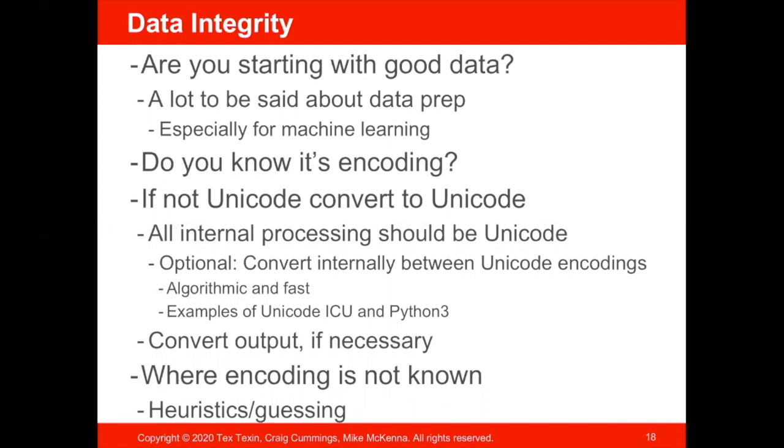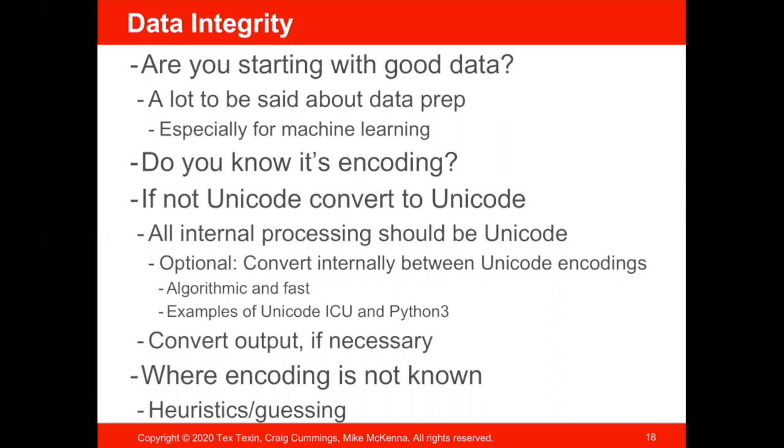But whatever you do, ideally, start from good data, even if it's not Unicode, process in Unicode, and ideally output Unicode, particularly if your business is web-based. You should be outputting not just Unicode, but UTF-8. That's the encoding of the web. For other applications, it may depend, but ideally you're running Unicode as well.